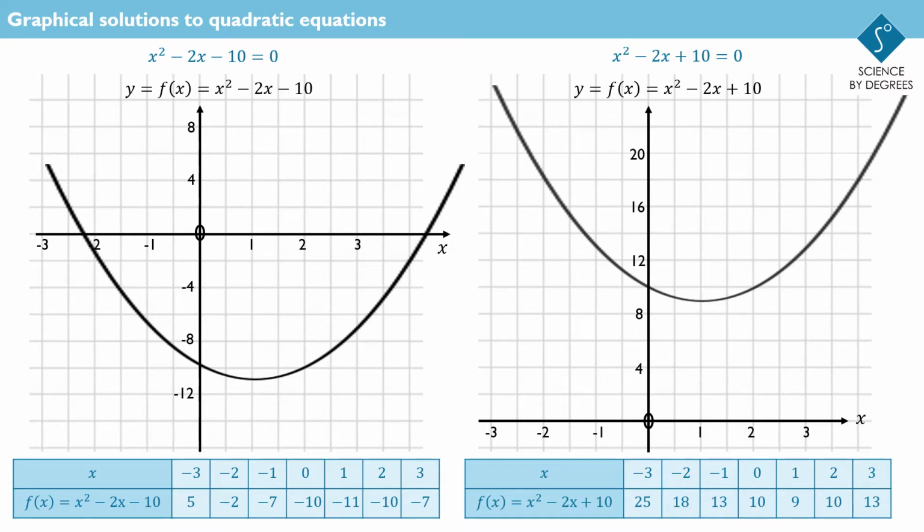In the previous video on the algebraic approach, we said that the equation had no real solutions because it required the square root of a negative number. In this more graphical approach, we can see that this is equivalent to saying that the equation has no real solution because the graph of y equals f of x does not cross the x-axis.